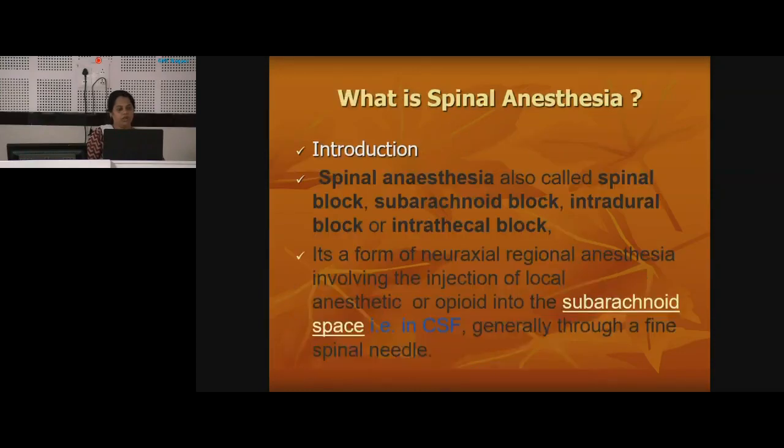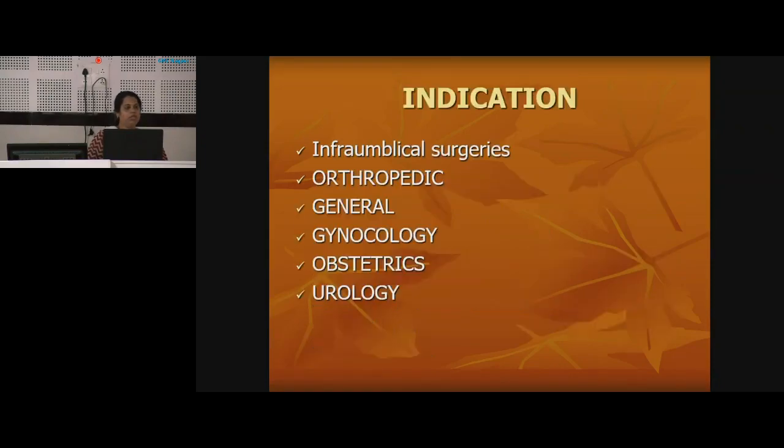So what is spinal anesthesia? Spinal anesthesia is also called spinal block, subarachnoid block, intradural block or intrathecal block. It's a form of neuraxial regional anesthesia involving the injection of a local anesthetic like bupivacaine, lignocaine or an opioid like fentanyl, buprenorphine into the subarachnoid space, that is in the CSF, and it is generally given through a fine spinal needle. So what are the indications?